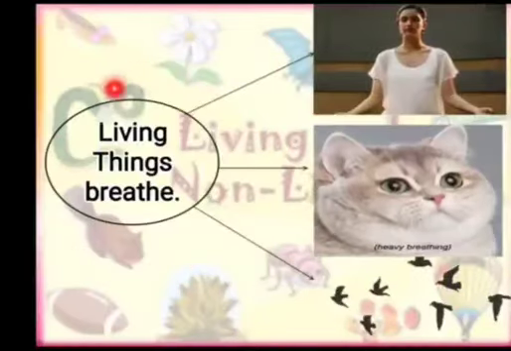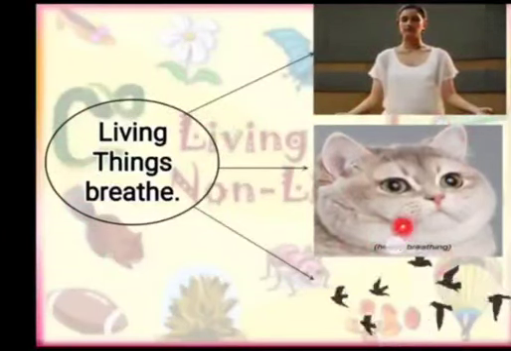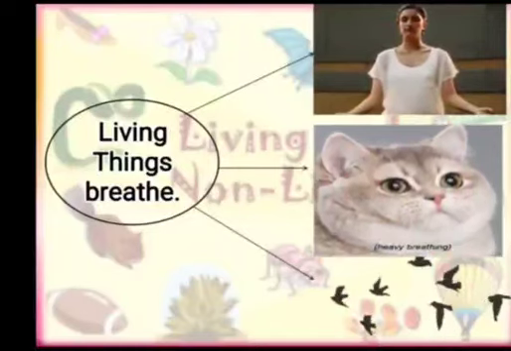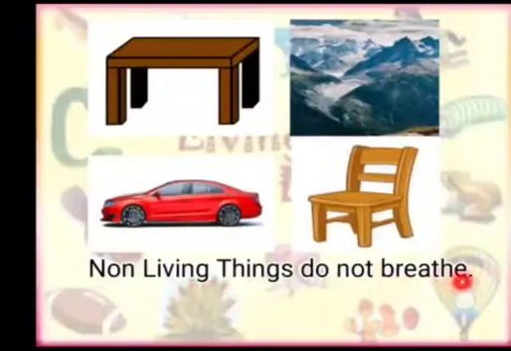The fourth feature is living things can breathe. Humans and animals or birds take in oxygen and breathe out carbon dioxide. Plants breathe through tiny holes present in the leaves known as stomata. These are the stomata which help them to take in carbon dioxide. Plants breathe in carbon dioxide and give out oxygen. Non-living things do not breathe. If we take the example of table, chair, car, mountain, pencil, pen, etc., they do not breathe.